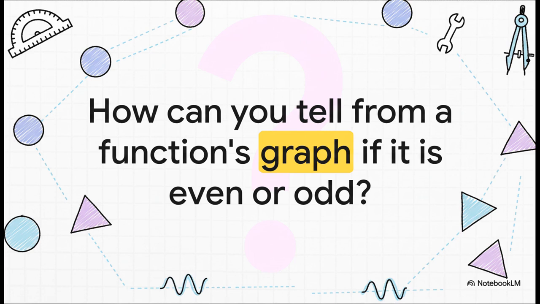Which brings us to a final thought for you to chew on. We've talked about odd and even identities with all this algebra, but what do they actually look like? How could you just glance at a graph of a function and know instantly if it's odd or even? Think about symmetry. What kind of symmetry would an even function have, and what about an odd one? I'll leave you with that.